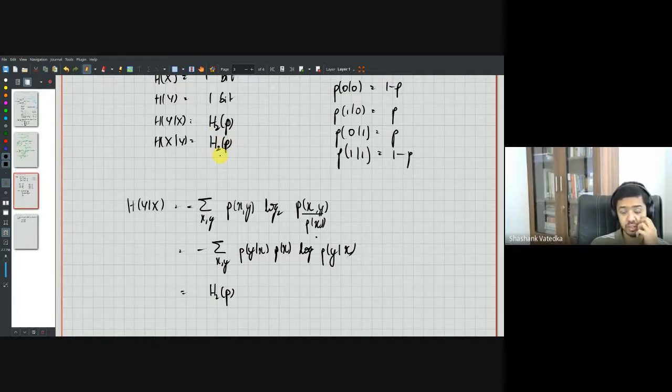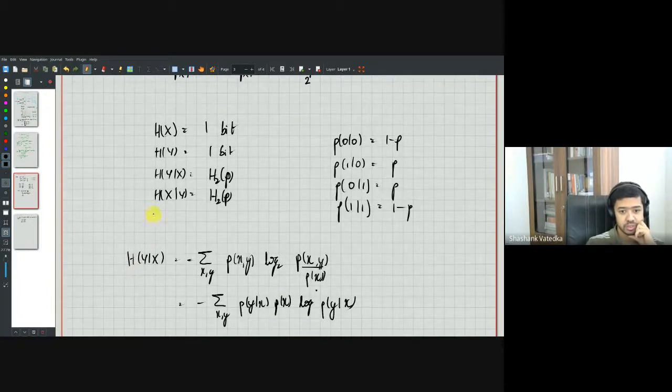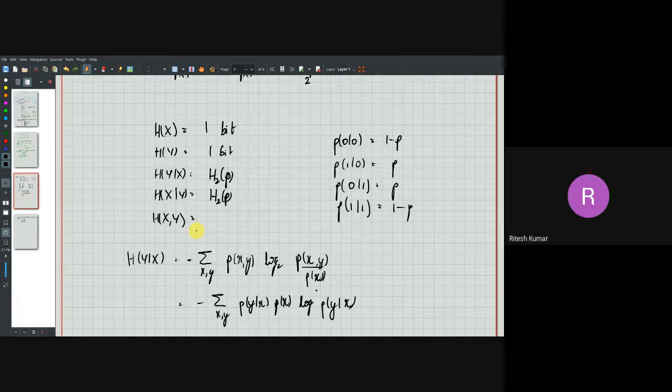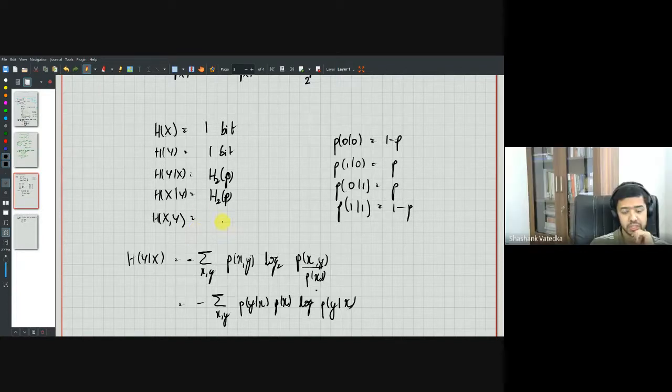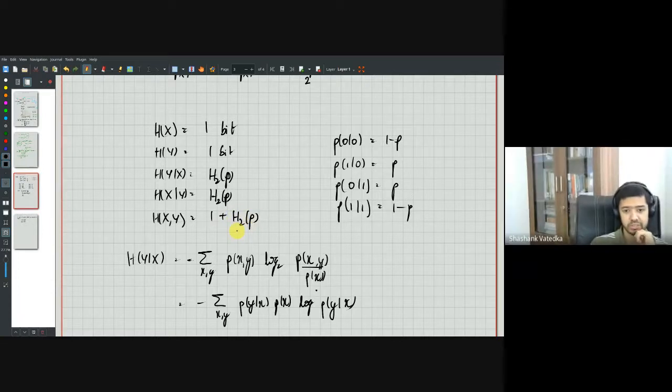So h of y given x and h of x given y will both be just equal to h2 of p. So what is h of x comma y equal to? One minus h2 of p? No, sir. That's 1 plus h2 of p. That's 1 plus the binary entropy of p. Right?